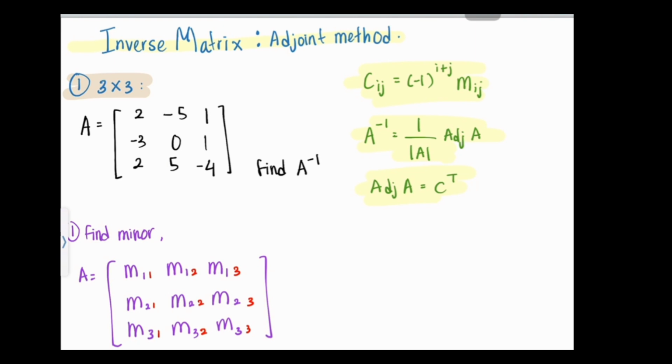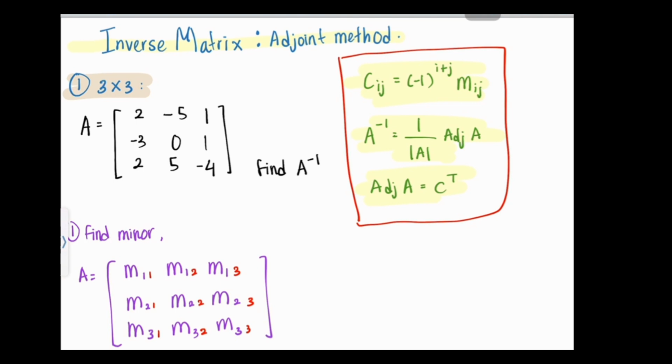Alright, so hi, we're moving on to the second part about how to find the inverse matrix by using the adjoint method. I will be explaining in detail on a 3 by 3 matrix. As you can see over here are the formulas that I already stated, which I will use in my explanation today. So here is the given sample question.